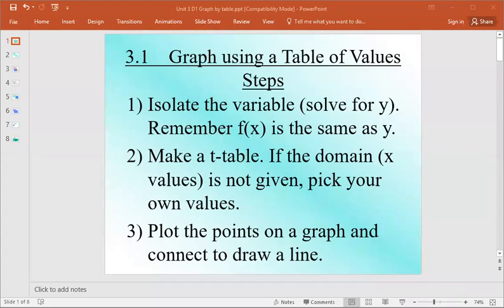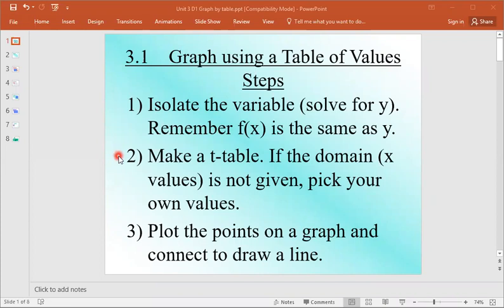Hi everyone, today we are discussing graphing a line using a table of values. So let's first talk about the steps. First, we need to isolate the variable. In other words, we need to solve for y or put our equation in slope-intercept form. Remember that f of x is the same as y.